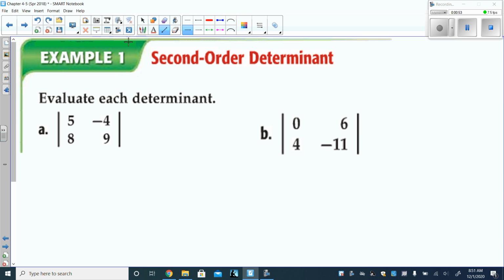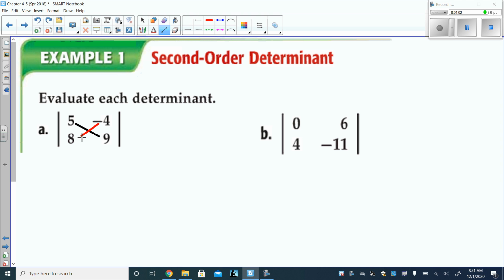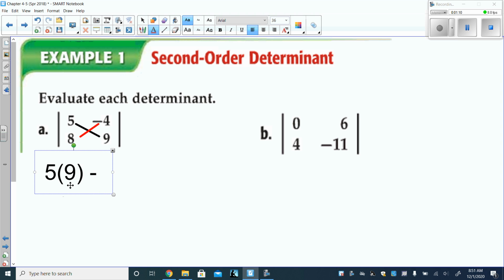So when we look at this one here, if I want to find the determinant, we're going to do 5 times 9 minus negative 4 times 8. When we do the determinant, we do our diagonals. So we'd have 5 times 9 minus negative 4 times 8.